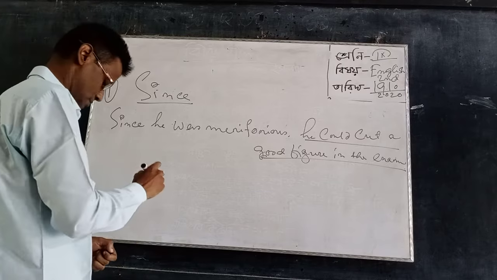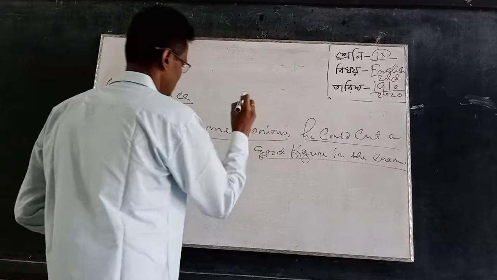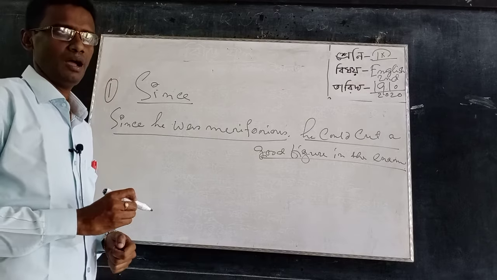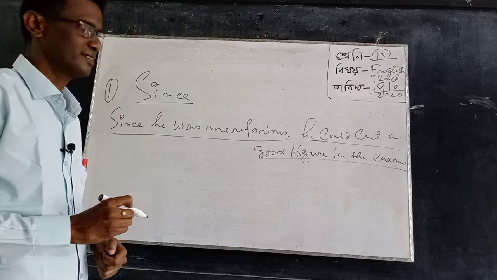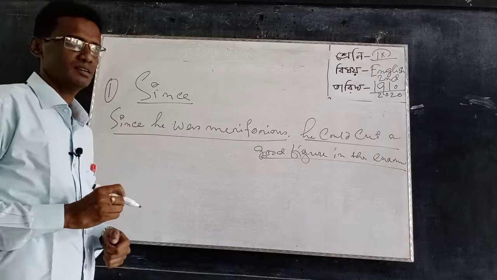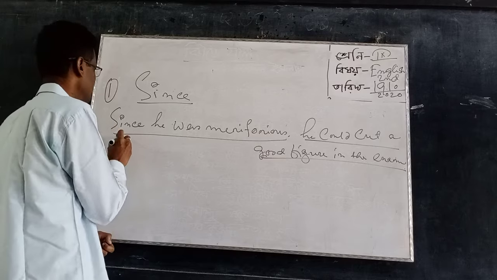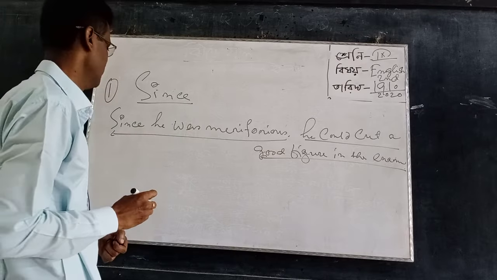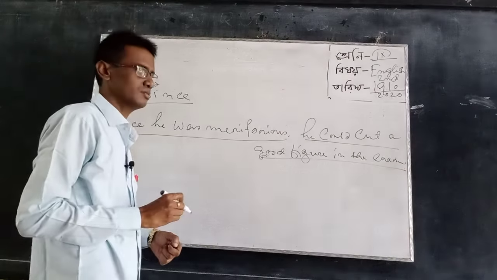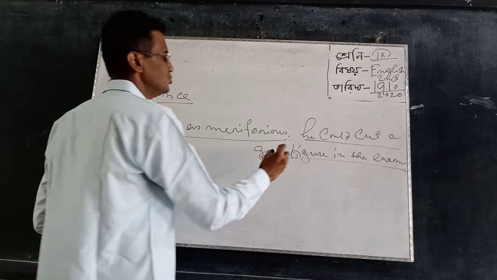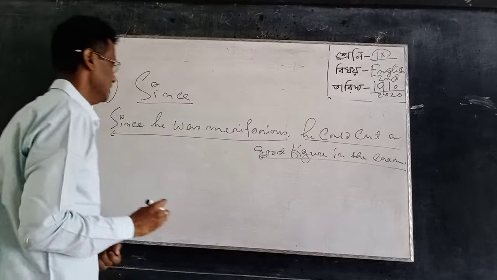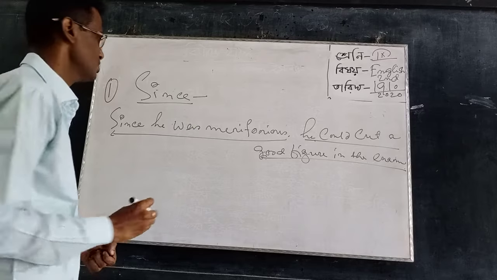This is a sentence with a subordinate clause from the very beginning of the sentence, and I taught you how to understand the subordinate clause. In a subordinate clause, from the very beginning of the sentence there is a subordinating conjunction. So this is called the subordinate clause, and the subordinate clause is in the past tense, so the next clause will be the past tense. So I have to complete the incomplete sentence: he could cut a good figure in the exams. Here this is the sense, the Bangla meaning.